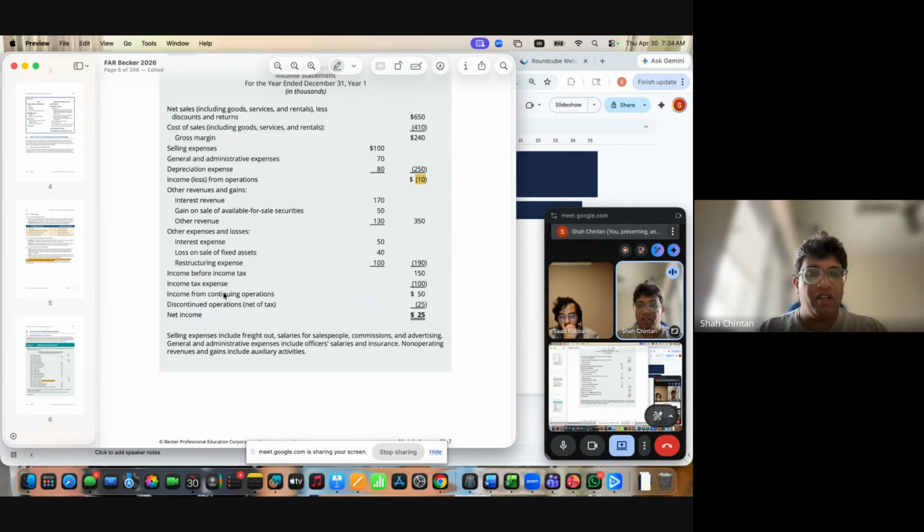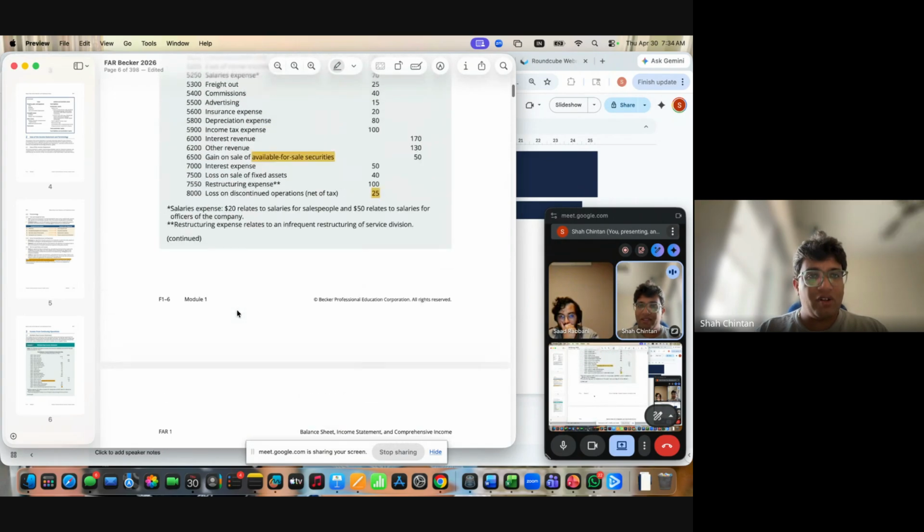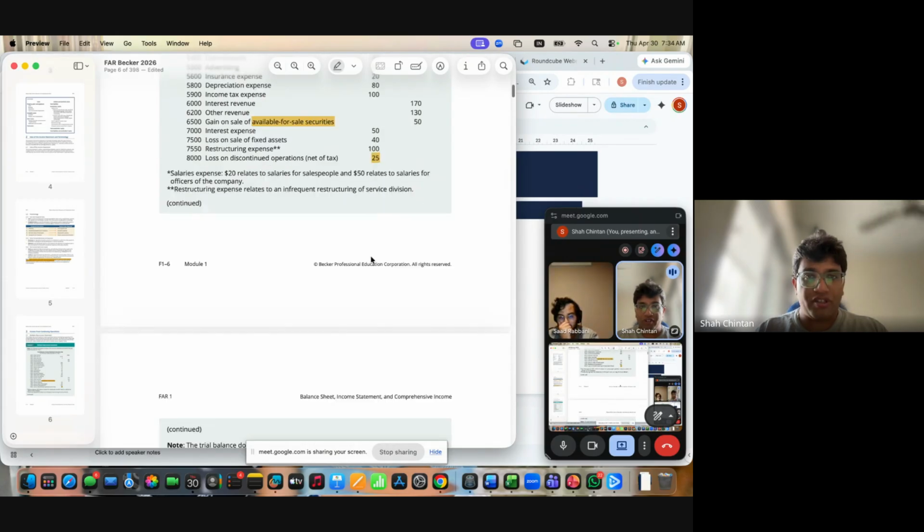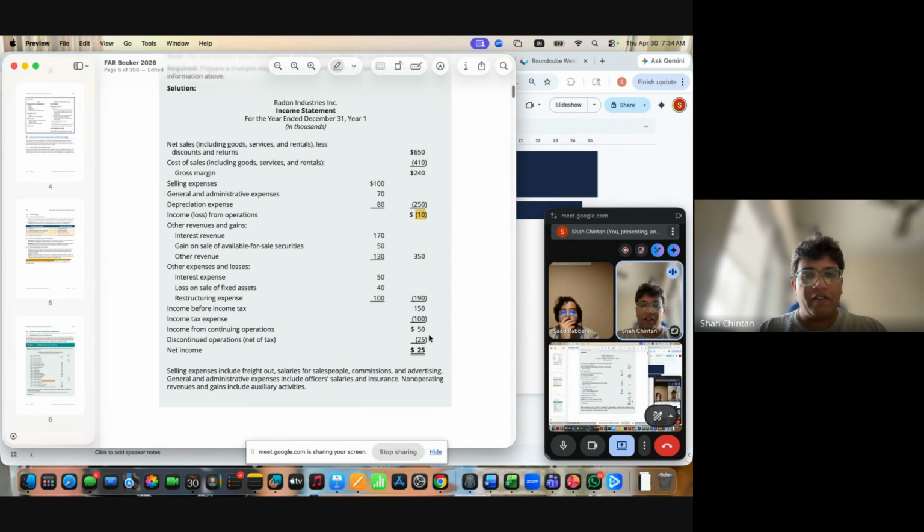continuing operation. Plus you add discontinuing operation net of taxes. Your discontinuing operation net of taxes are $25 of loss. So $50 of income from operation minus $25 discontinuing operation gives you a total net income for the period. Just a mathematics, but more important is the format.